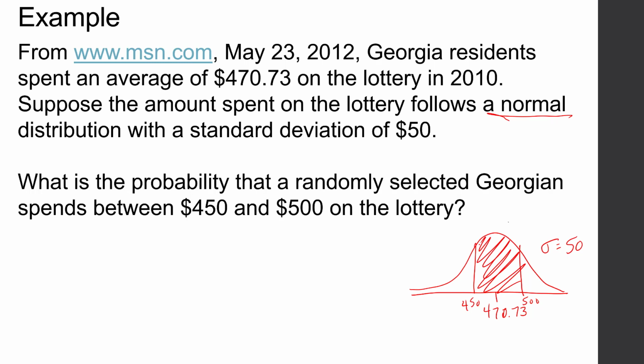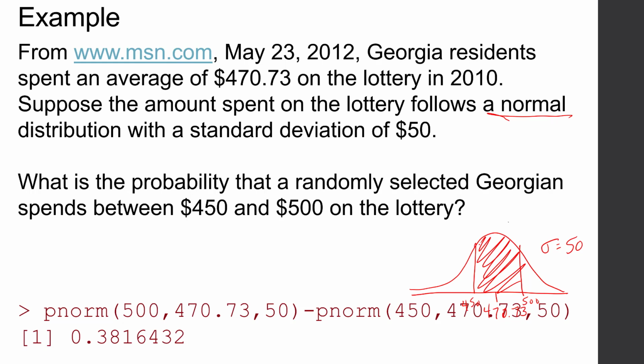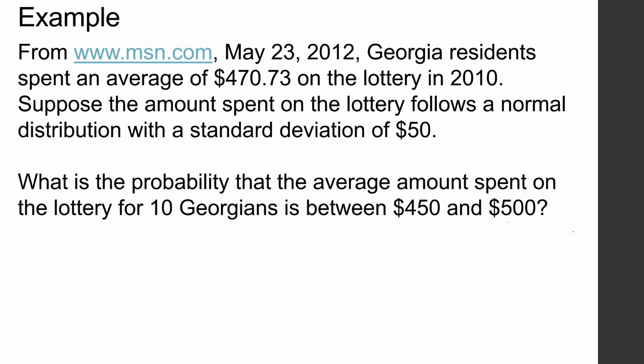And we know how to find that, right? We can do pnorm of 500 minus pnorm of 450 and put in our mean of 470.73 and our standard deviation of 50 inside each one of those pnorm statements, and R returns that there's about a 38% chance that a randomly selected Georgian spends between $450 and $500 on the lottery. That's the probability, 0.38. So now, let's find the probability that the average amount spent on the lottery for 10 Georgians is between $450 and $500.